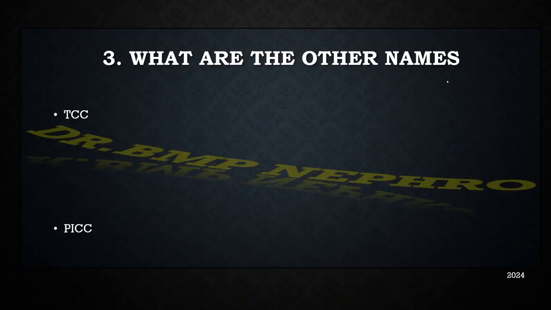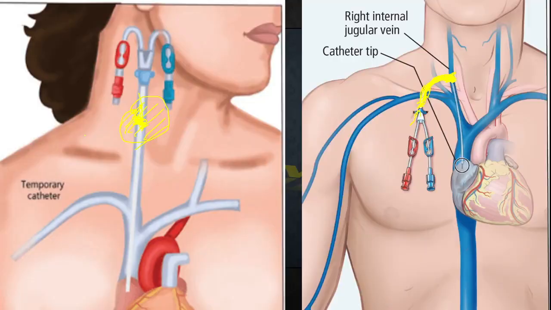And what are the other names of this permacath? As I told, it is a trade name. And what is the specific scientific name? It's also called a tunneled cuffed catheter. What is this cuff? Cuff is nothing but inside the subcutaneous tract there is some cuff which keeps the catheter in position.